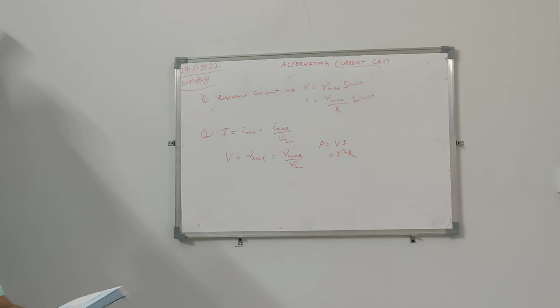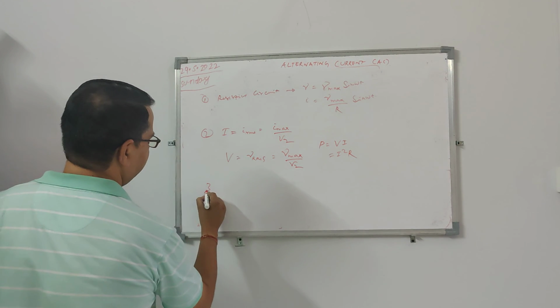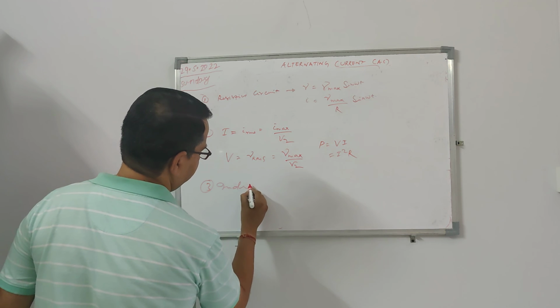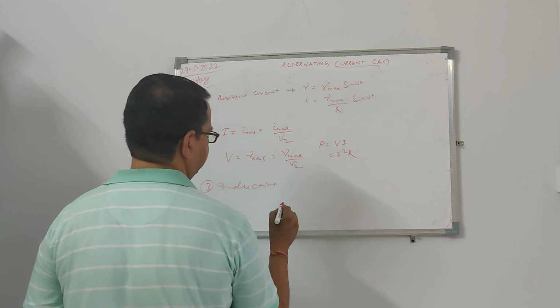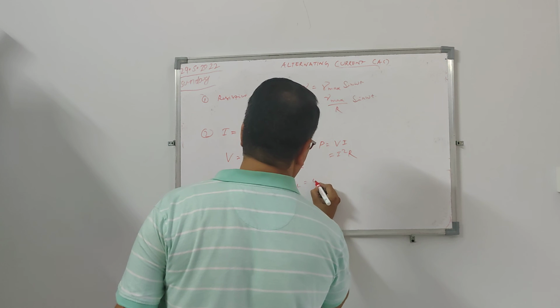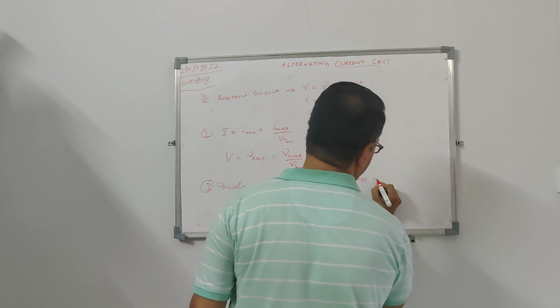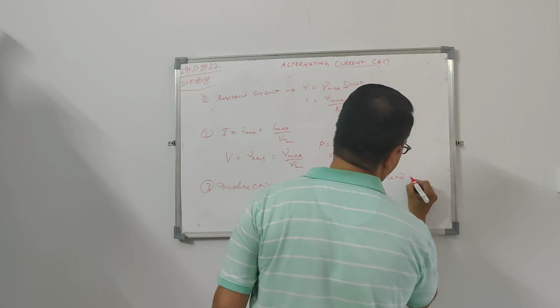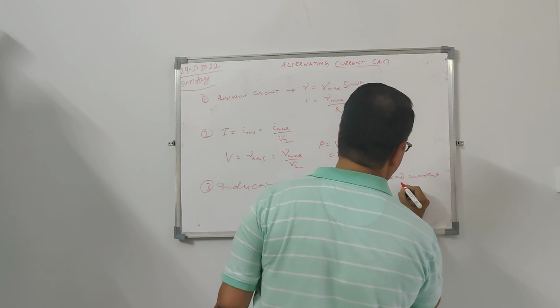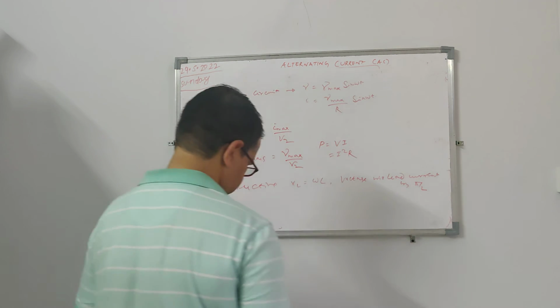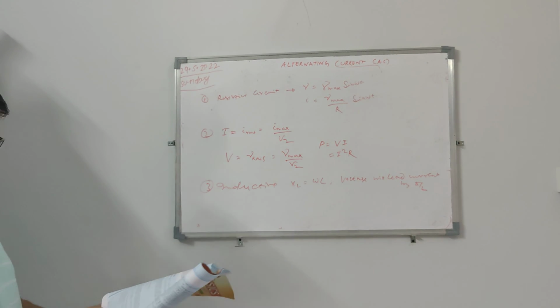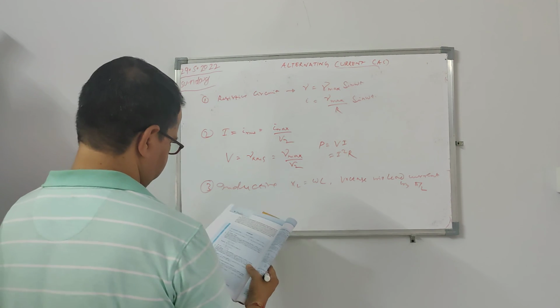Then we have studied the inductive circuit. Voltage will lead current. XL is equal to omega L, and voltage will lead current by pi by 2. I is equal to V max by XL into sin of omega t minus pi by 2. This is the general equation.